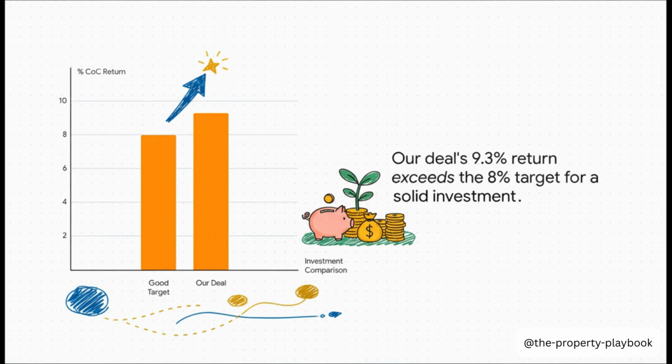So there you have it, the complete 7-step formula. The only question left is, which property are you going to analyze first?